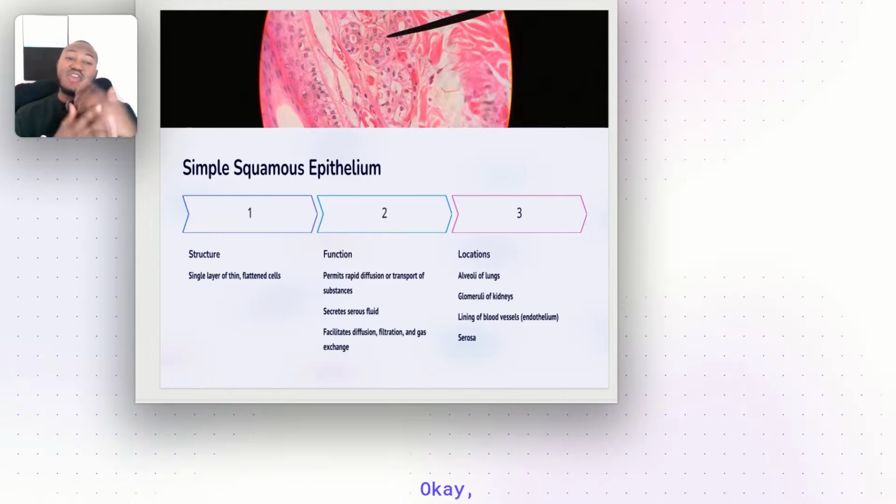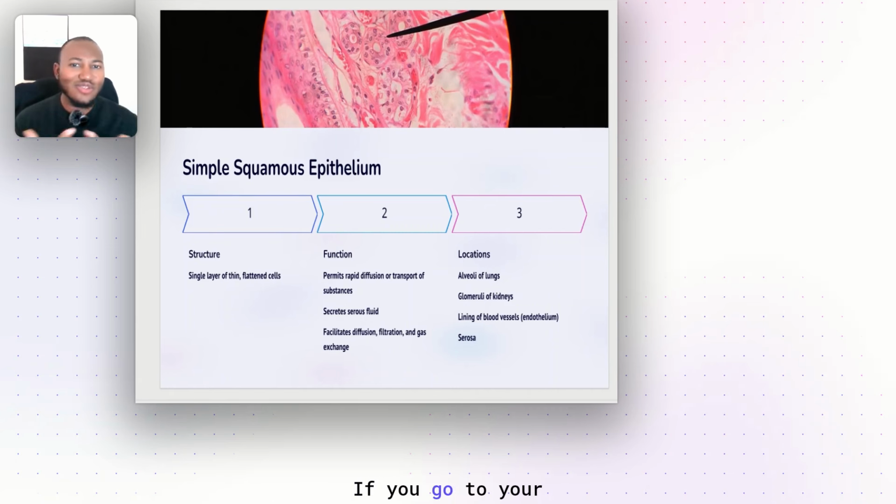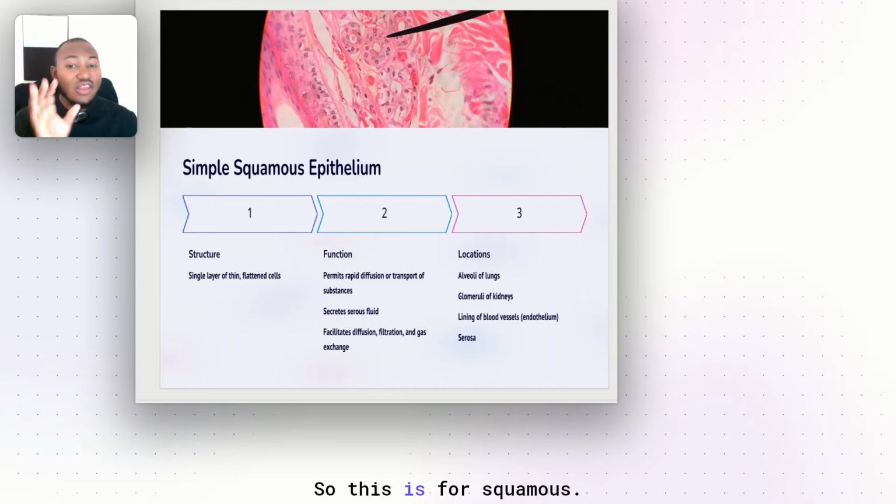That's the one they usually, okay, fine, it's found in the glomeruli of the kidney, in the lining of the blood vessels, but please remember alveoli of the lung. That's your question. If you go to your board, that's the question they usually focus more on. So this is for squamous, so there is no biggie. Just know this function, know the structure, and know the location.